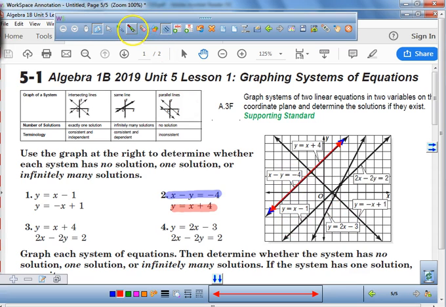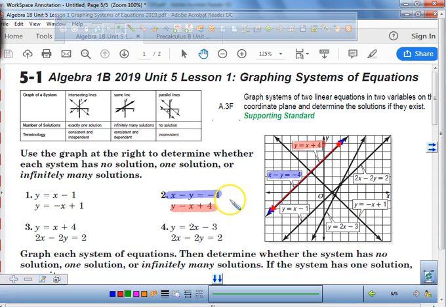All right, I'm going to highlight what I'm talking about. Does everybody see x minus y equals -4 and y equals x plus 4? They're the exact same line. So what's my answer going to be for problem number 2? You're right. Say it again. Infinitely many. So that's your answer for number 2.